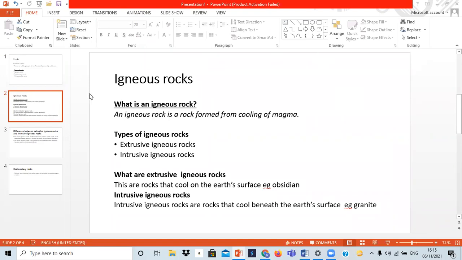What is an igneous rock? An igneous rock is a rock formed from cooling of lava. Types of igneous rocks: extrusive igneous rocks and intrusive igneous rocks. Extrusive igneous rocks are rocks that cool on the Earth's surface, e.g., obsidian. Intrusive igneous rocks are rocks that cool beneath the Earth's surface.